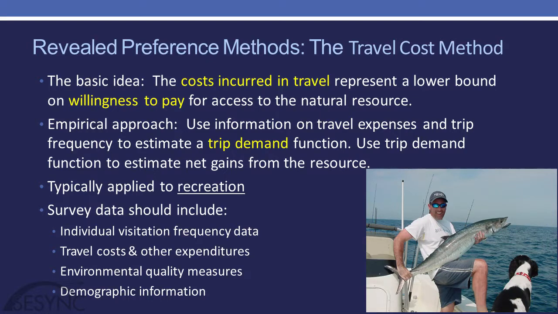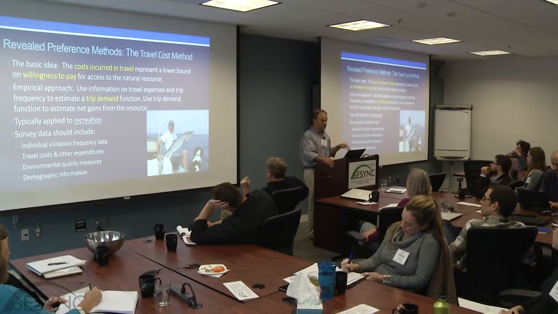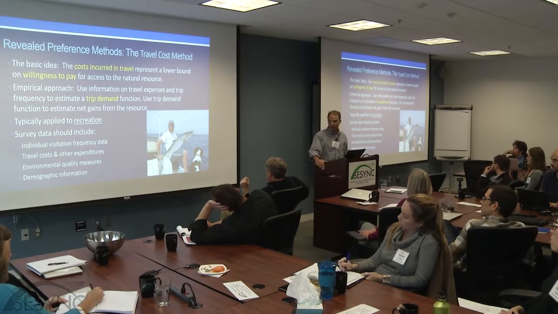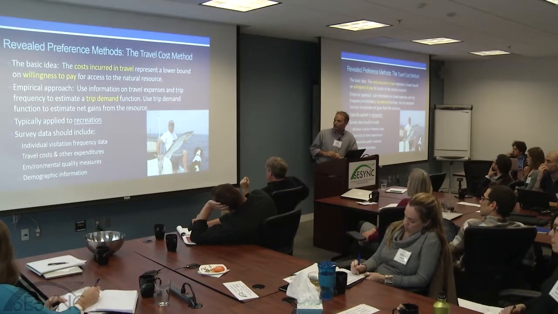Travel cost method. Basic idea here, and this has an interesting history. It goes back to the National Park Service in the 40s. The costs incurred in travel represent a lower bound on willingness to pay for access to natural resources. So we're going to use information on travel expenses as a proxy for price, and trip frequency as an estimate of quantity, and we can estimate a trip demand function. If we get that trip demand function, then hopefully we can estimate consumer surplus.